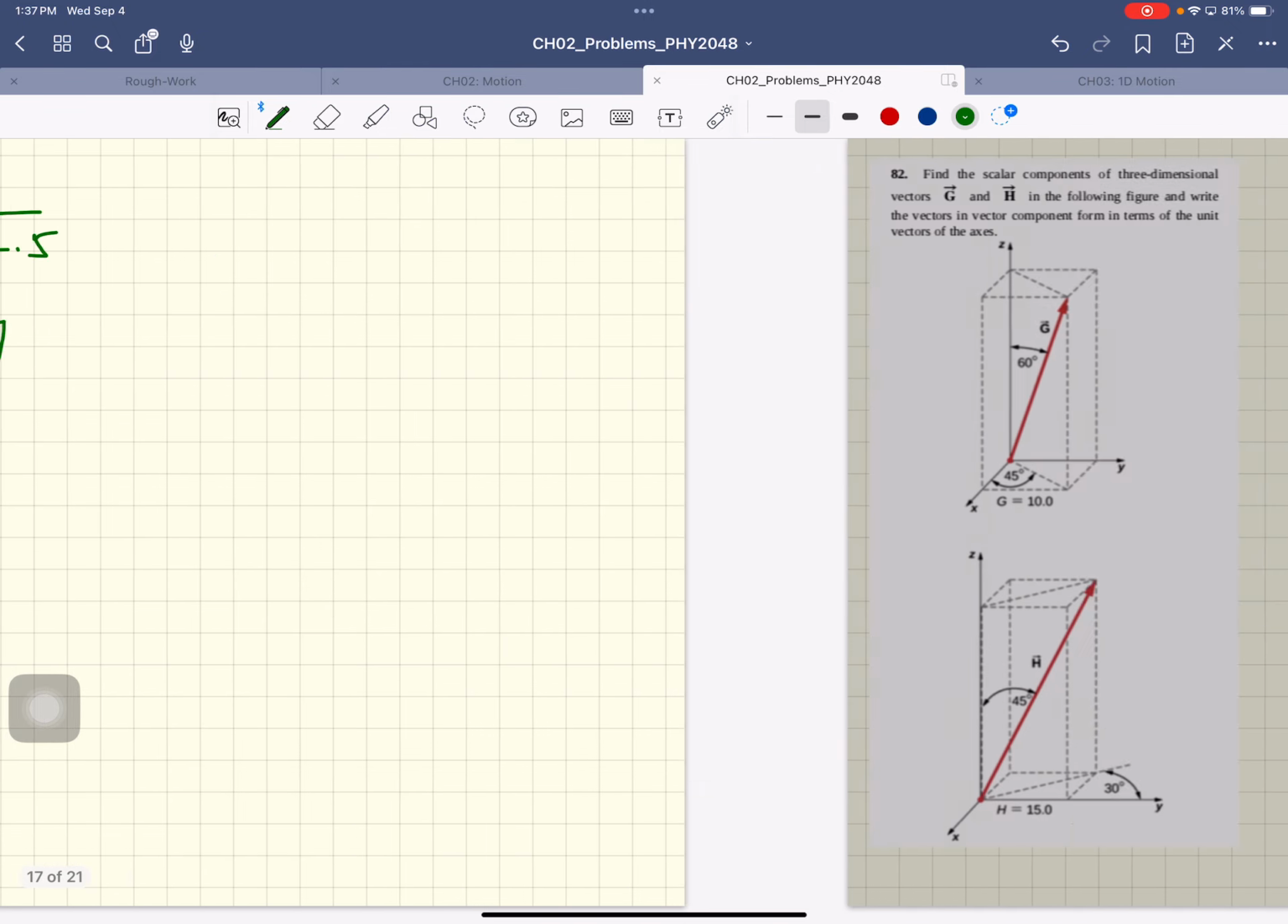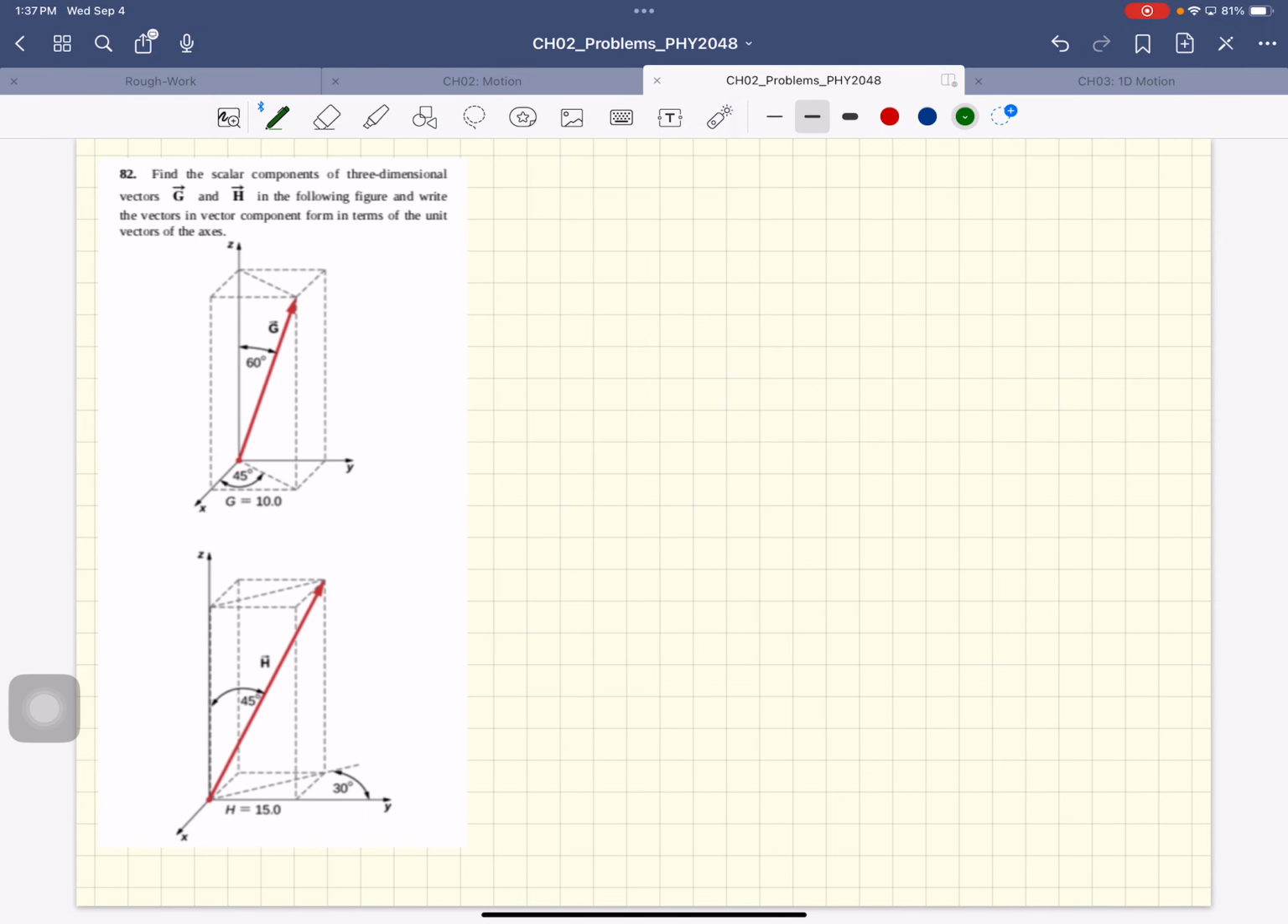Okay, so we will do one of these guys. They say find the scalar components of the three-dimensional vectors g and h. So there's the vector h, x, y, z. So it shows you the vector is pointing there. So we want to find the components of h.